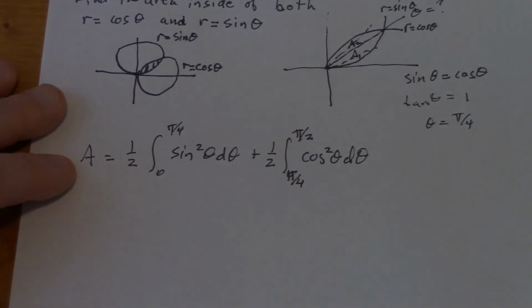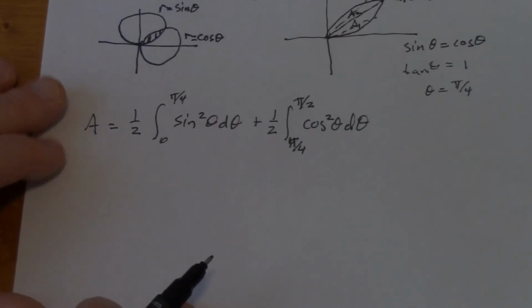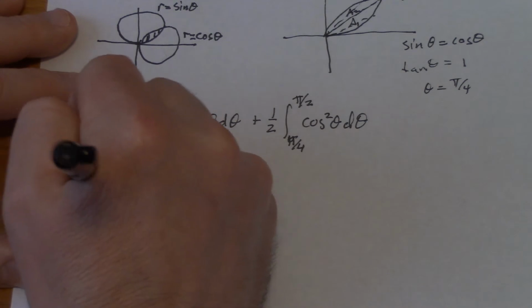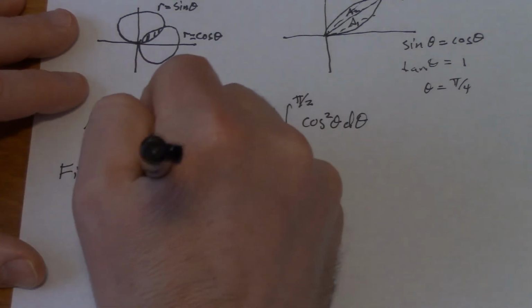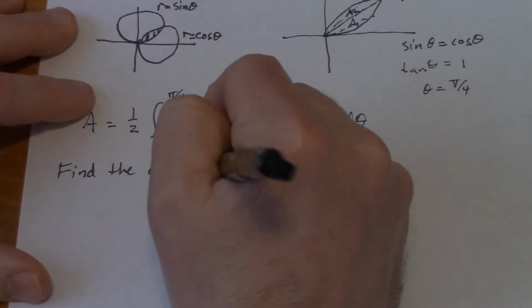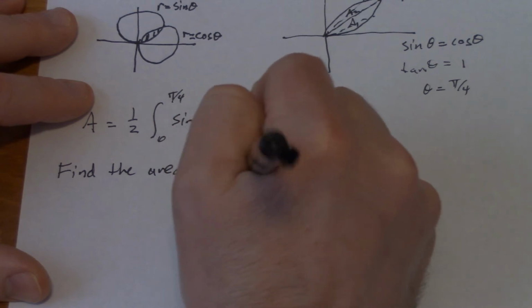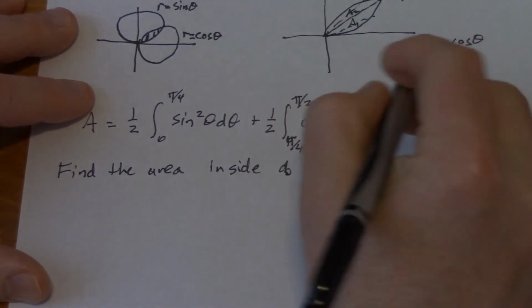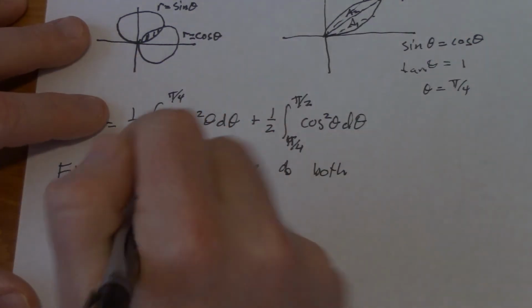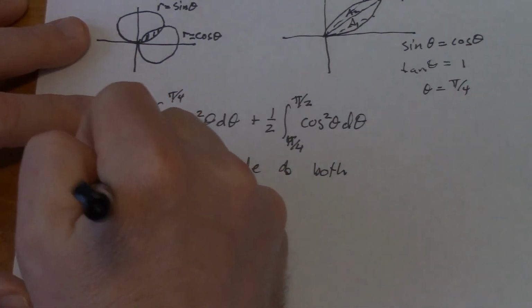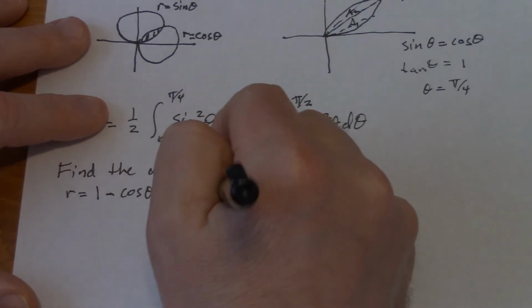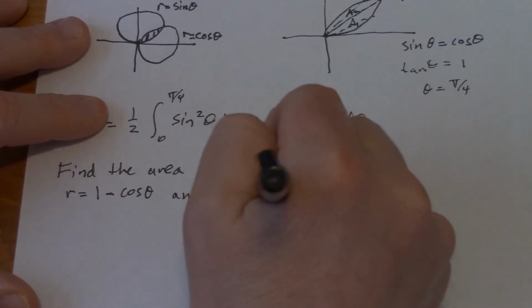Okay, so let's look at one where you can't really do that. So we're going to find the area inside of both, what do we got here? R equals 1 minus cosine theta and r equals cosine of theta.